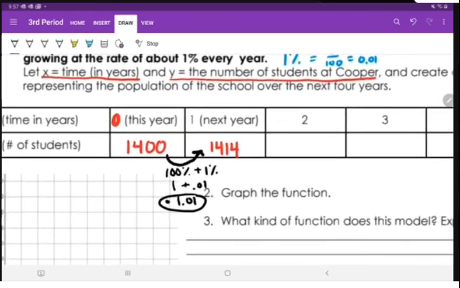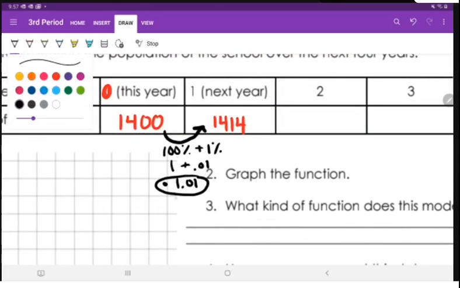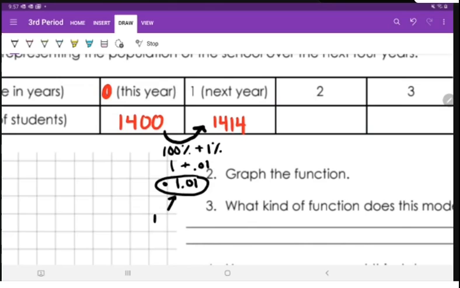I'm going to zoom in just a little bit. We're multiplying by 1.01. This 1 here represents the original 100% that we had, and that 100% was just the 1,400. And then the 0.01 is the new 1% of students that we're adding in. By multiplying by this number, we get to our next number. So try that out on your calculator. Type in 1,400 times 1.01, and you should get 1,414.